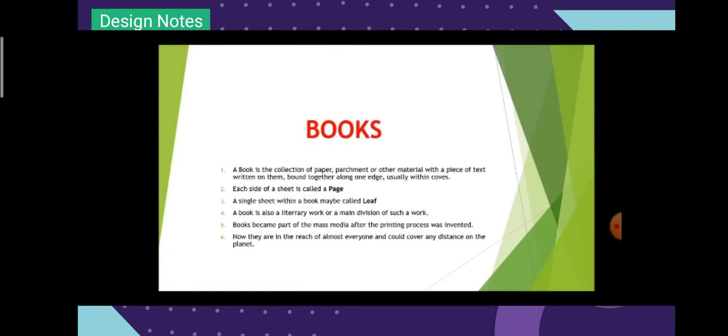Books became part of the mass media after the printing process was invented. Now they are in the reach of almost everyone and could cover any distance on the planet.